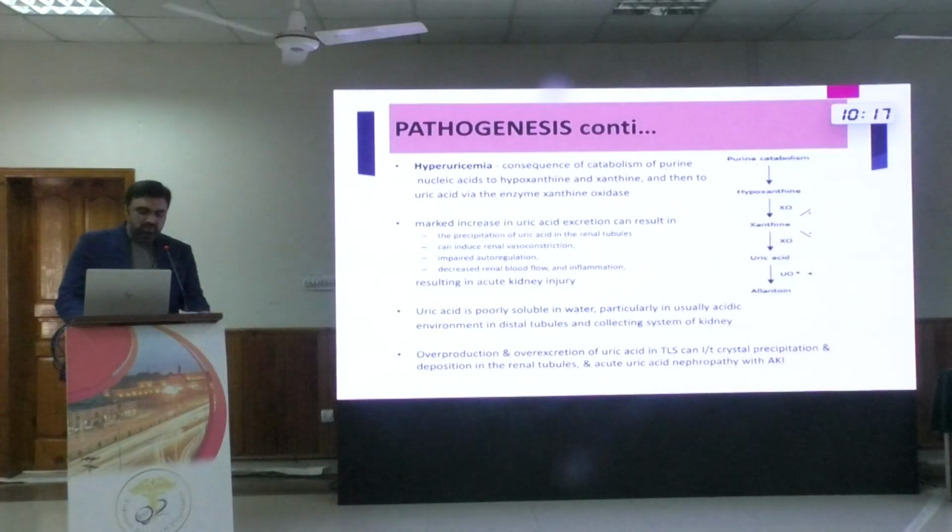So we will discuss these one by one. Number one is hyperuricemia. What is hyperuricemia? It is an increase in uric acid, and it is because of the catabolism of the purine nucleic acids to hypoxanthine and xanthine and then uric acid through the enzyme xanthine oxidase.